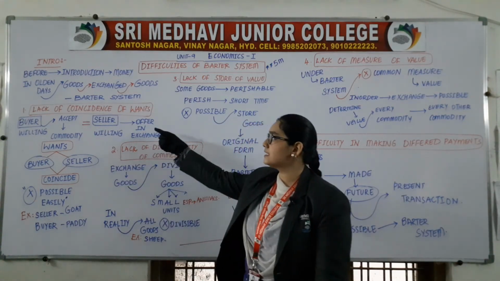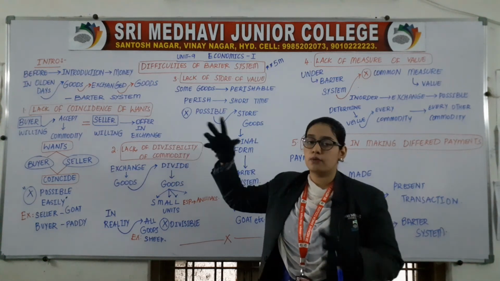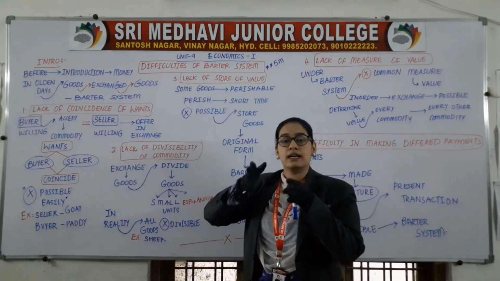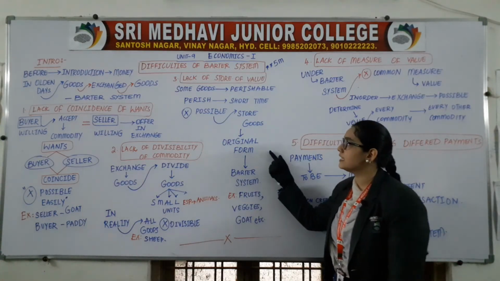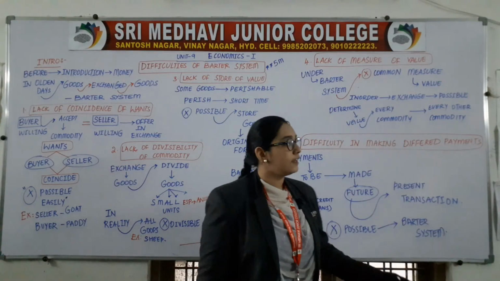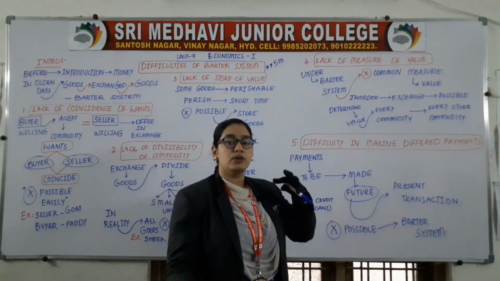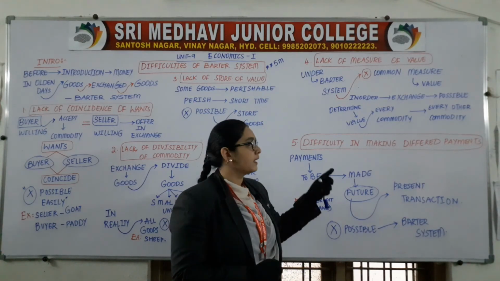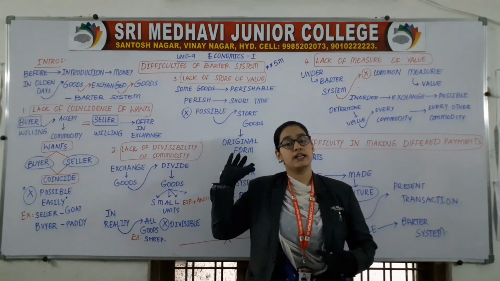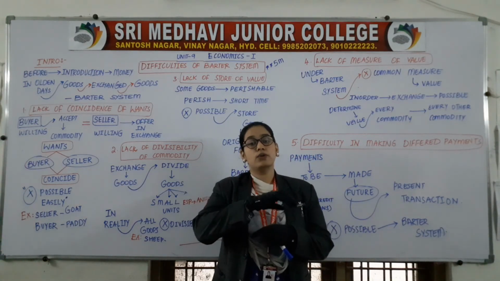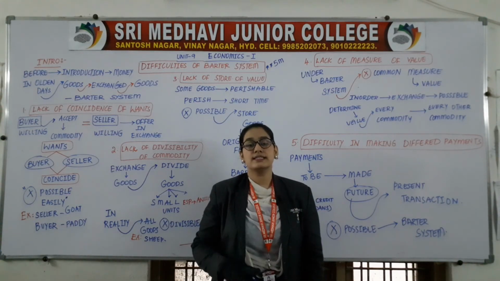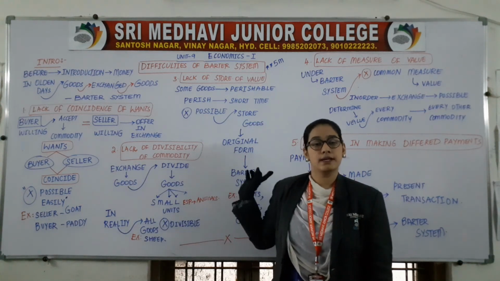The first point is lack of coincidence of wants; wants did not used to match. Second is lack of divisibility; commodities cannot be divided. Third is lack of store of value; you cannot store the goods for a long period of time. Then fourth, lack of measure of value; there was no common measure. Then it was difficult to make deferred payments. So these are the 5 difficulties which we faced in olden days with the barter system. That was before money came into existence; we used to face all these problems.